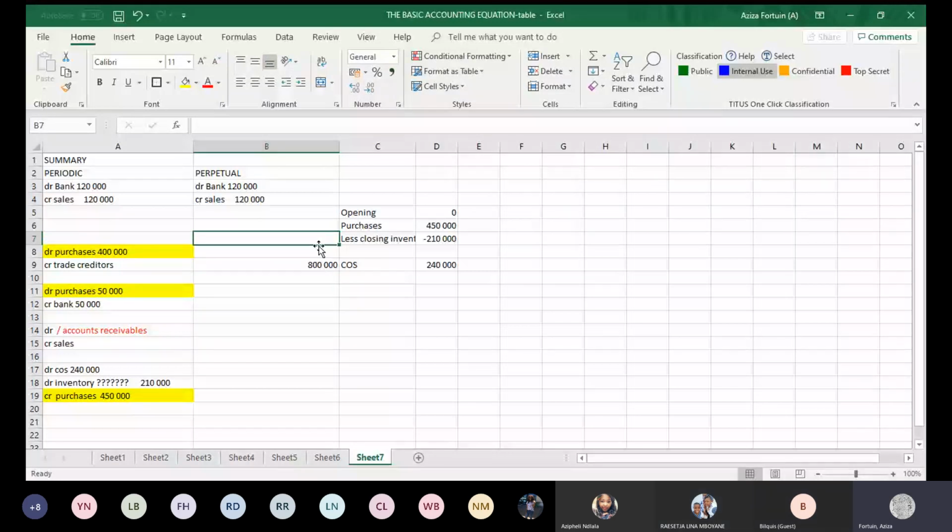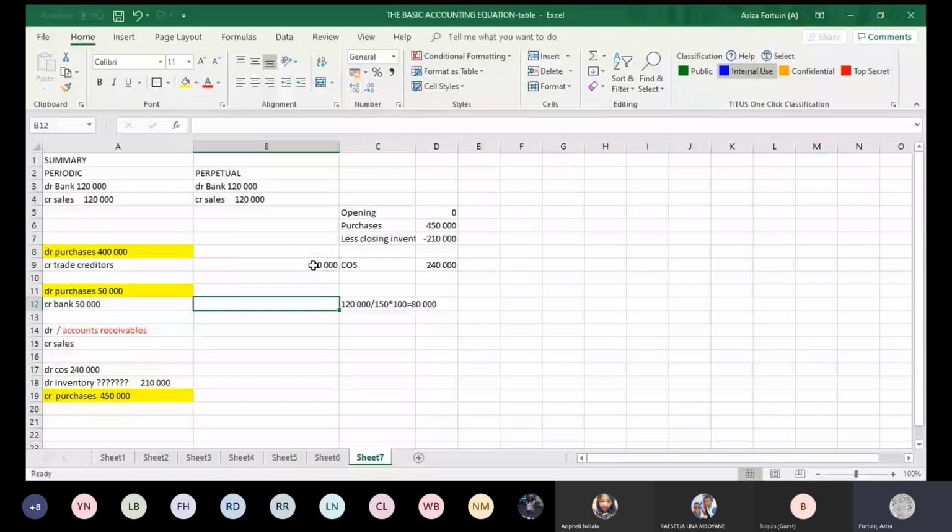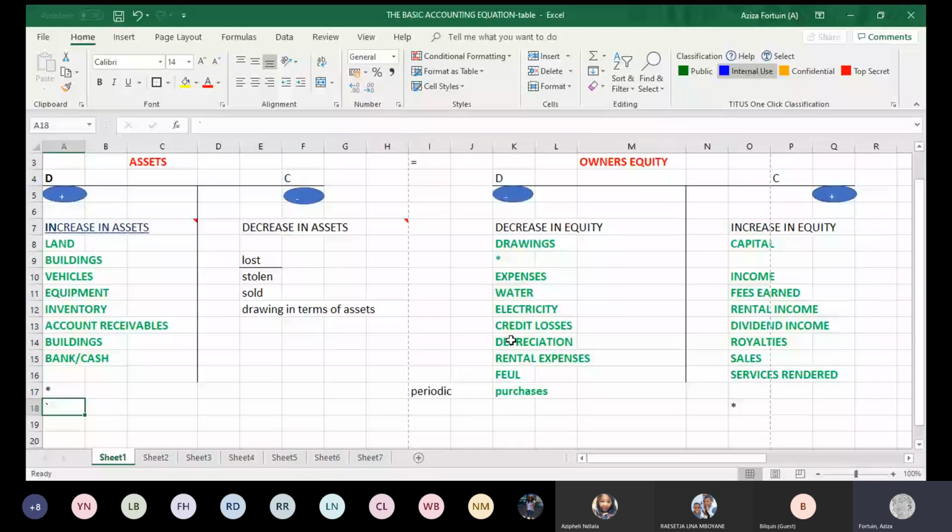How did I delete that now? I wanted to copy it over. Okay, so we said if there's a markup on cost, 120,000 divided by 150. How do we account for this 80,000? What are we debiting and what are we crediting? Let's look at the sheet here. What am I debiting and what am I crediting and why?